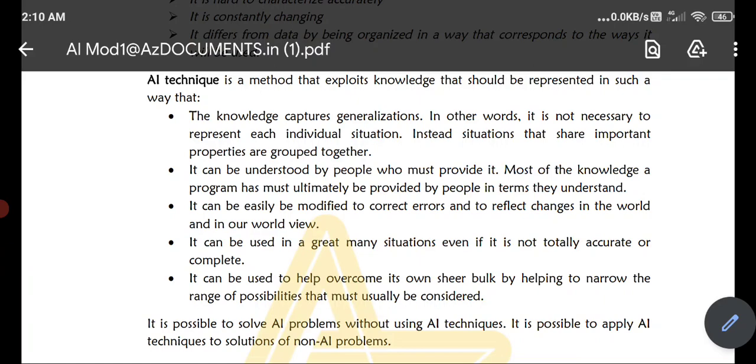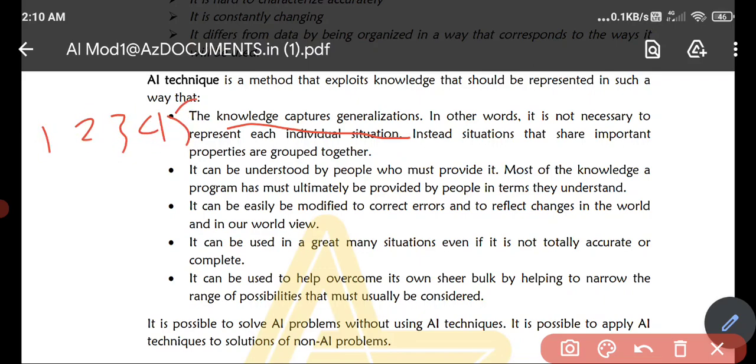AI techniques. In order to solve any kind of problem, AI has a few techniques, and that is what we discuss here. The first one is knowledge capture generalization. Here we have 1, 2, 3, 4, 5. This is the data, or the knowledge we have organized, but we have to generalize it into normal terms. So what we can do is take 3 as the average. That is knowledge capture generalization. We generalize the knowledge we have captured, and the data will be easily understood by people. So that is the second step.